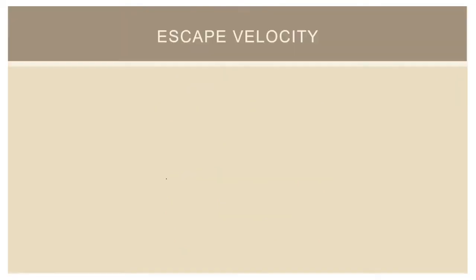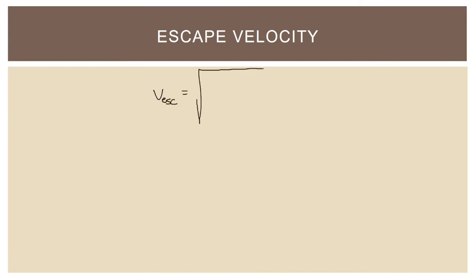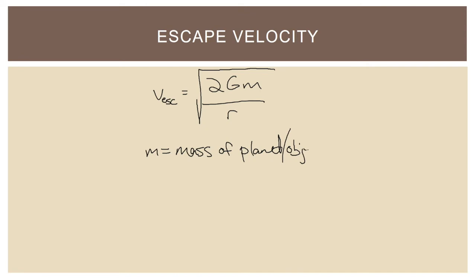Okay, so this equation, as I mentioned, is an equation for the escape velocity. So we'll write V escape, ESC for escape, is equal to root 2GM over r, where M is the mass of the planet or object trying to be escaped, measured in kilograms.